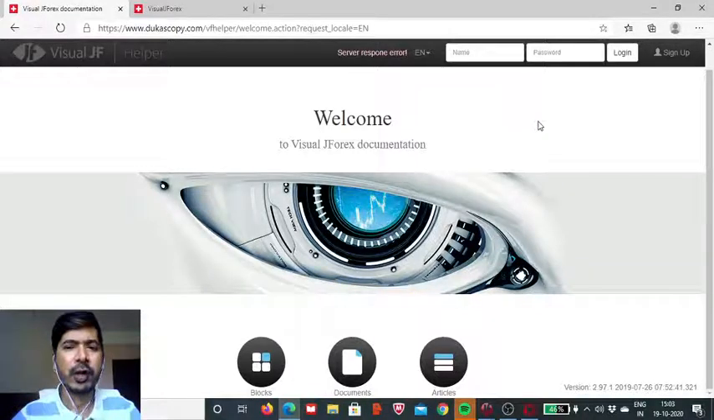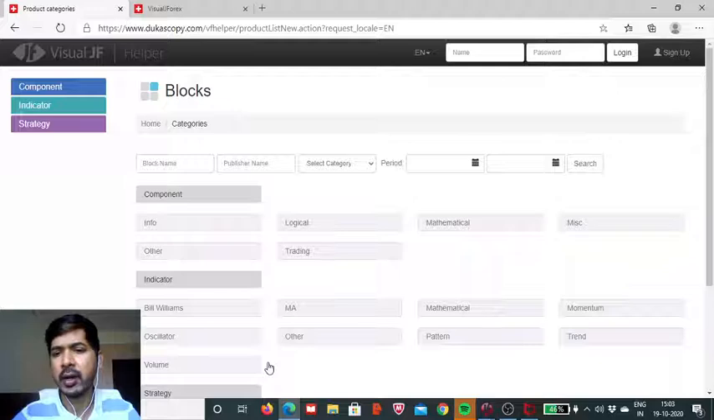Vaibhav. In today's session of Visual JForex, I will be explaining the use of the indicator named Heikin Ashi lines. This is an indicator classified under the other blocks of the various indicators.